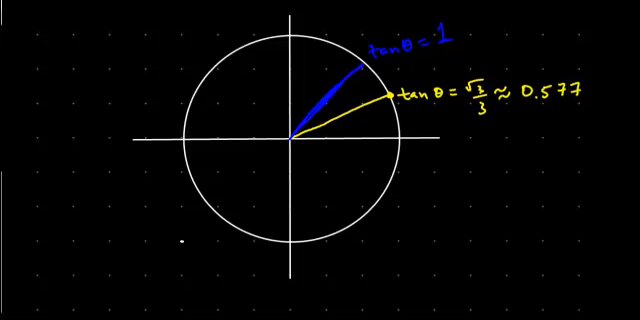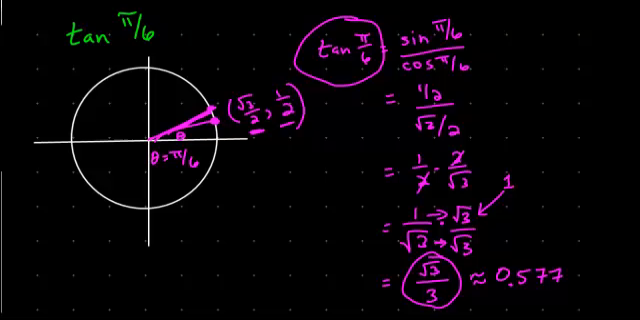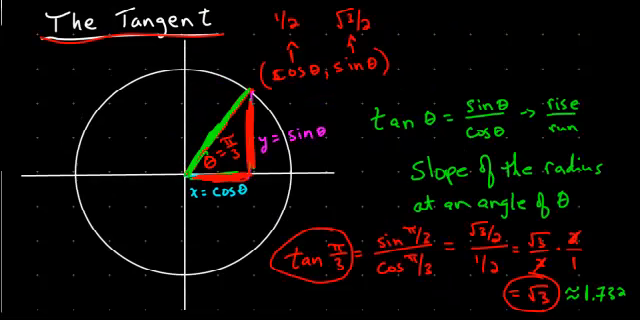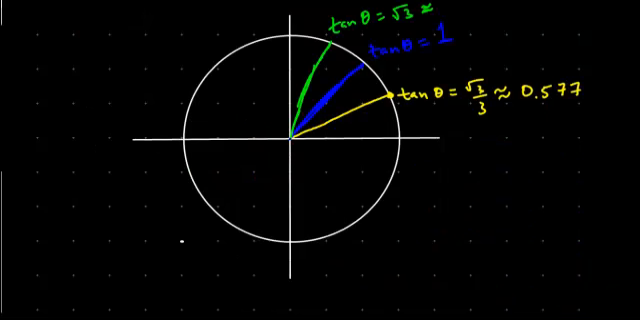And at pi over 3, when theta was pi over 3, the tangent of theta equaled, what was it, root 3, which is about 1.732. And now if you get that and you understand that, you can get the tangent for all the angles on the standard unit circle.